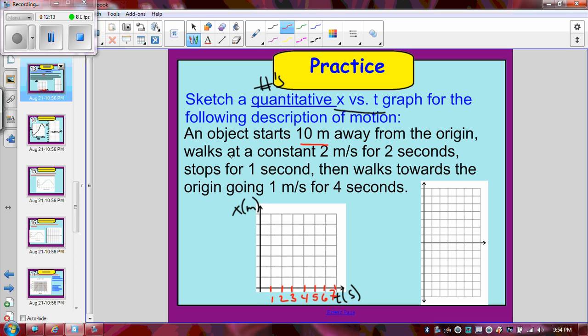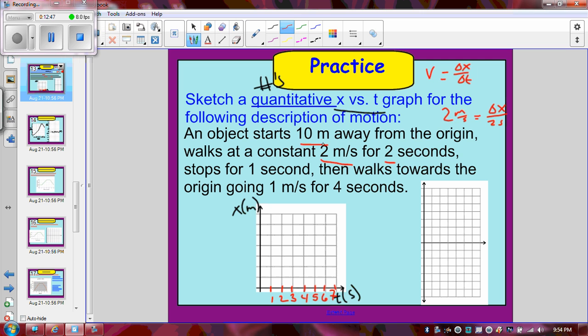Then it walks at a constant 2 meters per second for 2 seconds. If we think about the fact that velocity, or average velocity, is equal to change in x over change in t, and I know my velocity is 2 meters per second, and the time is 2 seconds, I can actually solve for what's the delta x by multiplying those two. 2 times 2 is 4. You might also use common sense and figure out if you're moving at a rate of 2 meters every second, and if you go 2 seconds, it's going to be 4 meters.